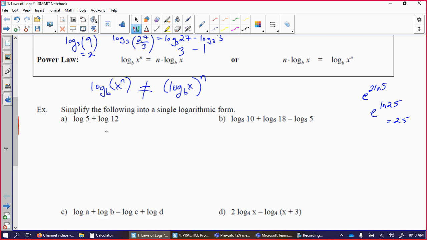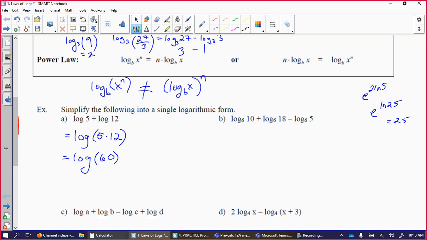Log of 5 plus log of 12. If I have an addition, this is going to equal log of 5 times 12. Log of, well, 5 times 12 is 60. Normally you can do these either way. It just depends on what sort of thing you're looking for.